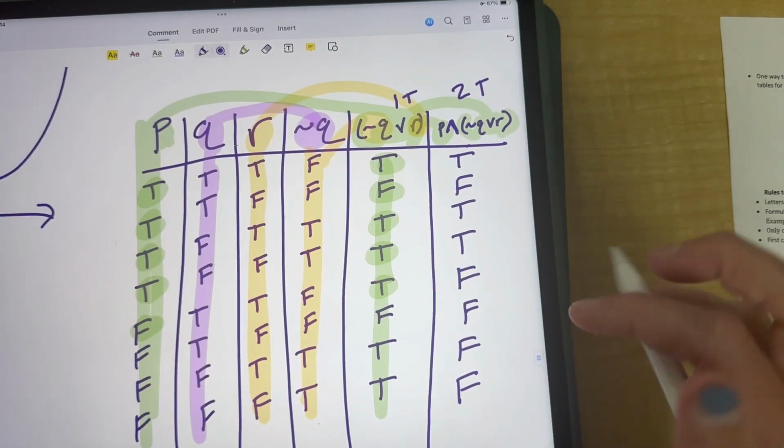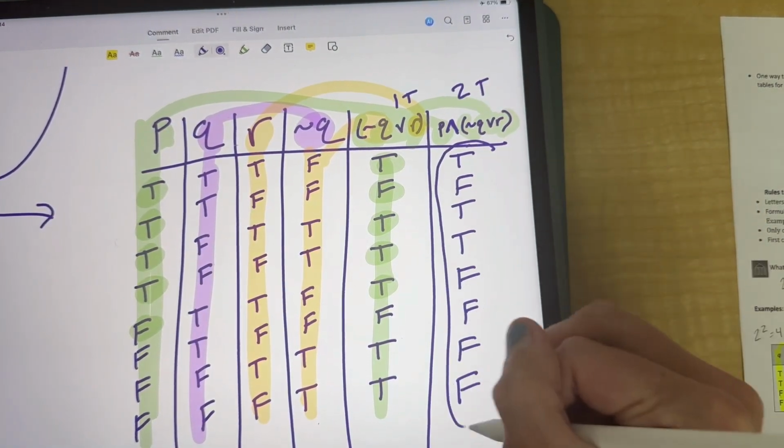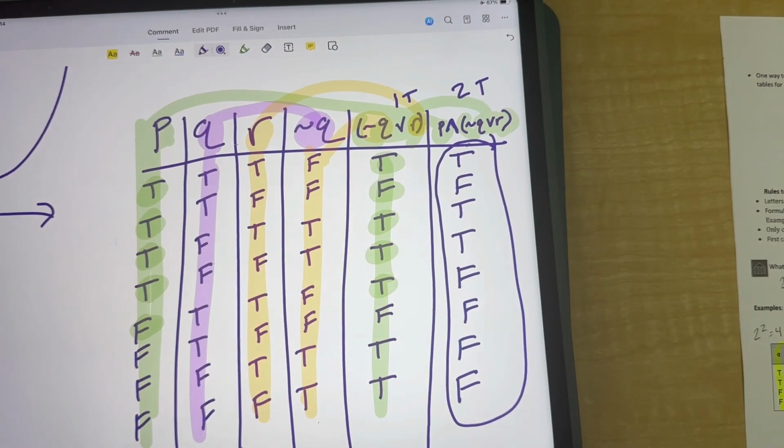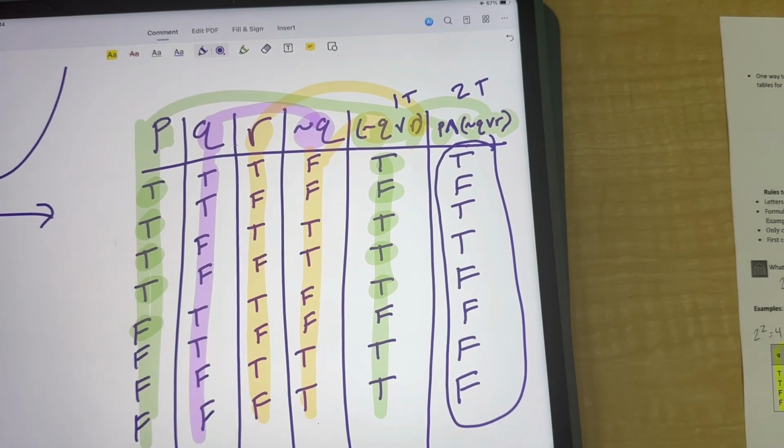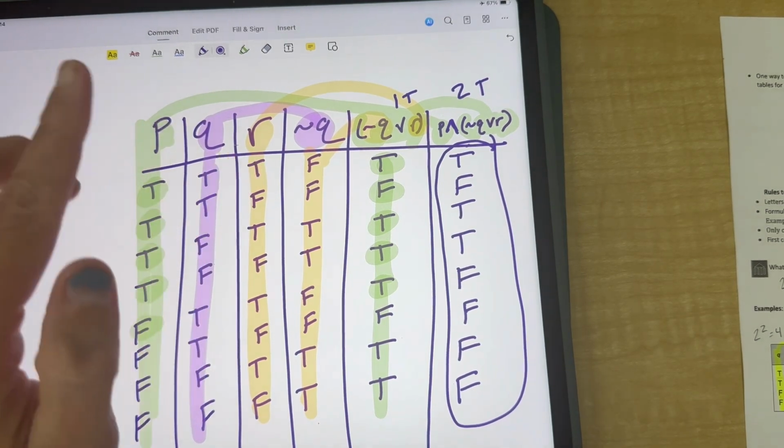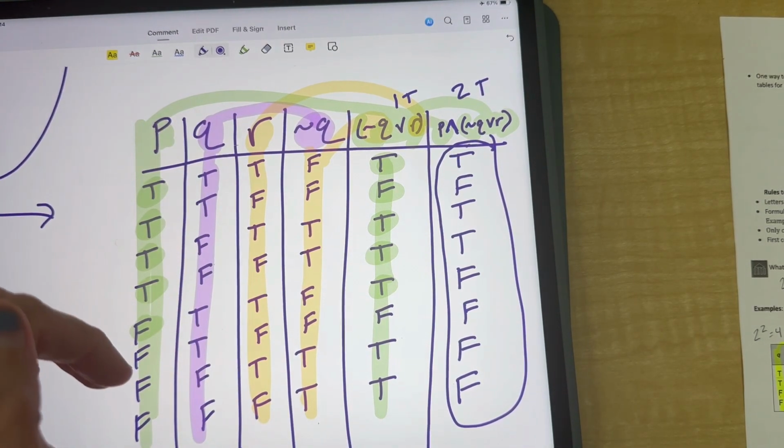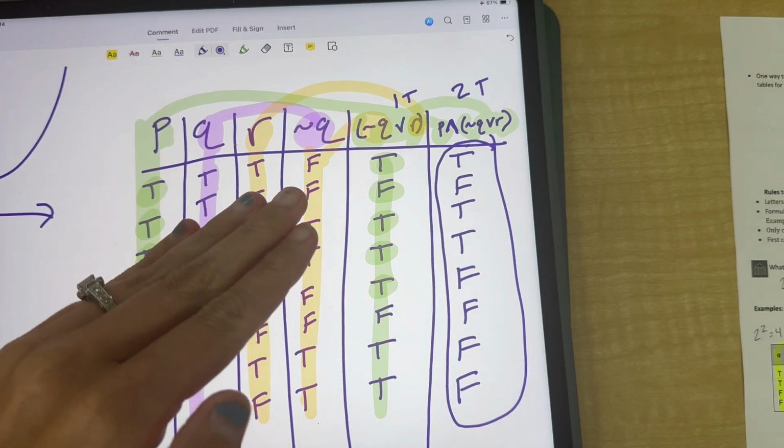So on a test, this would be the correct answer if I said create a truth table. This one has all the steps in it. It has all 3 letters. 3 is the max amount of letters I'm going to give you on this unit. I put them in alphabetical order.